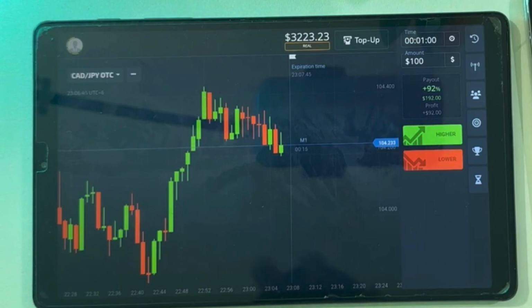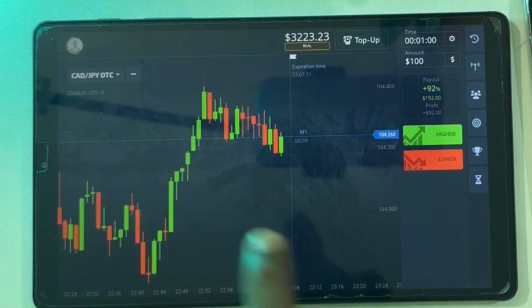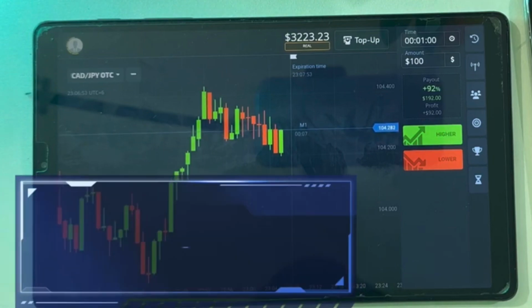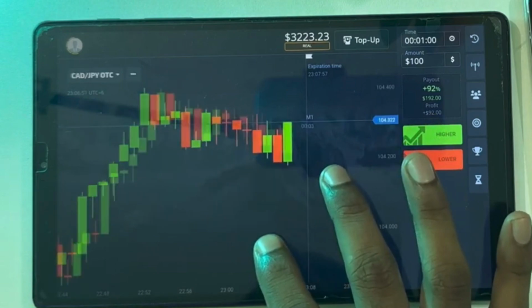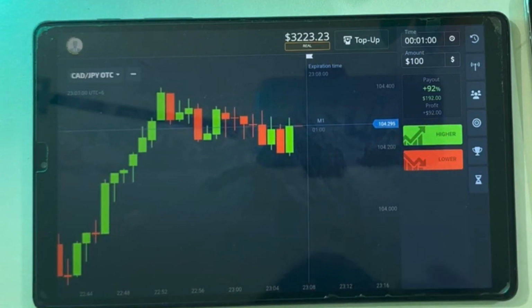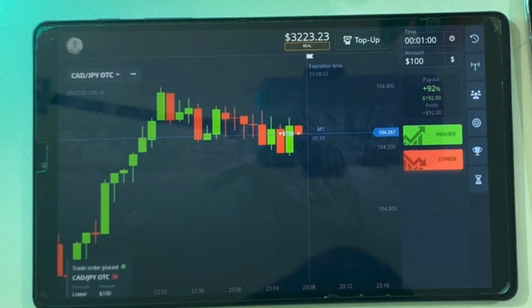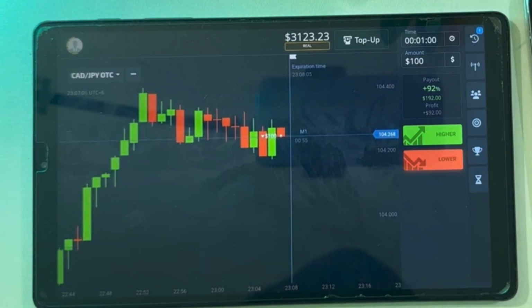And you can see that the market is in a downtrend. There are some green candles in the middle, but still it is a downtrend market because you can see that the pressure of the sellers is very high here. Okay, here we took a trade of $100 for down because you can see that the sellers are very active and the market is in a downtrend.